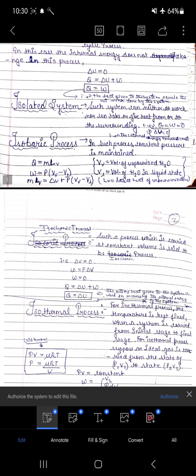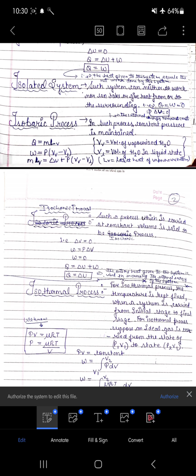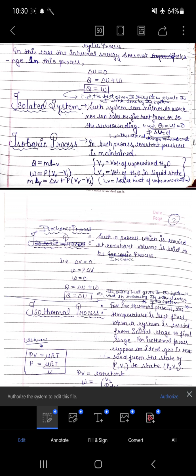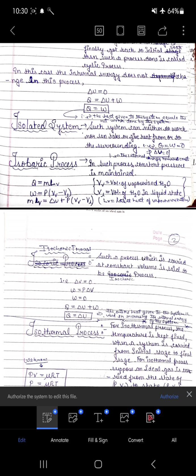Here we are talking about applications corresponding to different thermodynamic processes of the first law. Later on we will be talking about the work done. We talk about the work done also in some of the processes.